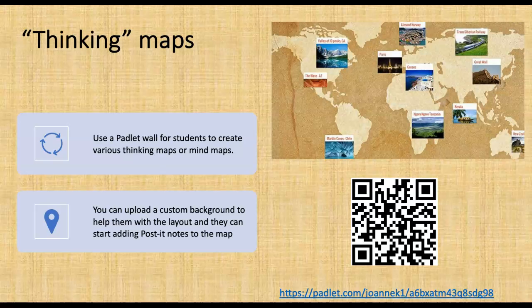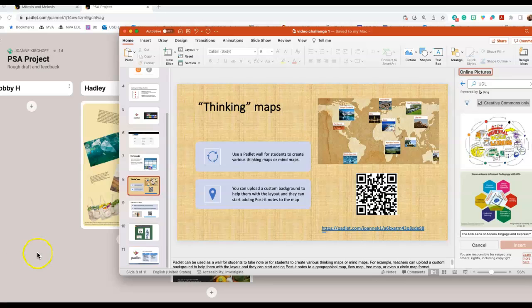The Padlet can be used as a wall for students to take notes for their class and create thinking maps or mind maps. For example, teachers can upload a custom background to help them with the layout, and they can start adding post-it notes to a geographical map, like the one shown here on the screen. They can also make the background a flow map, tree map, or even a circle map format. I'm going to take us to a Padlet that I've created that is a Venn diagram format.